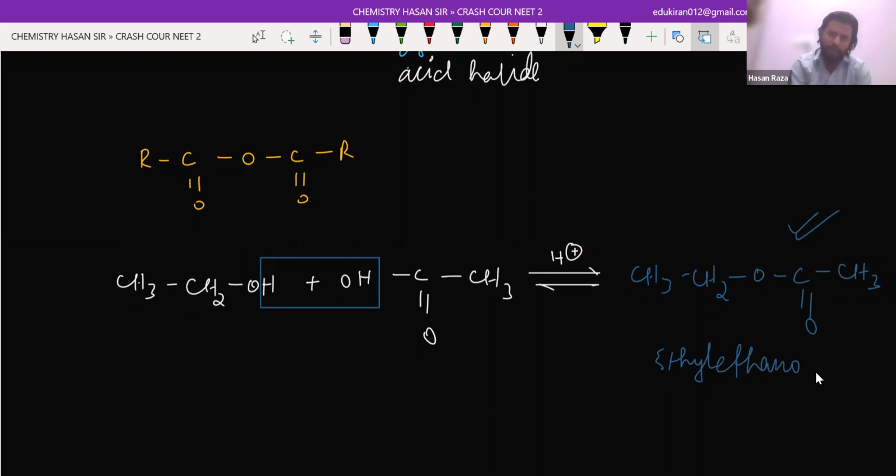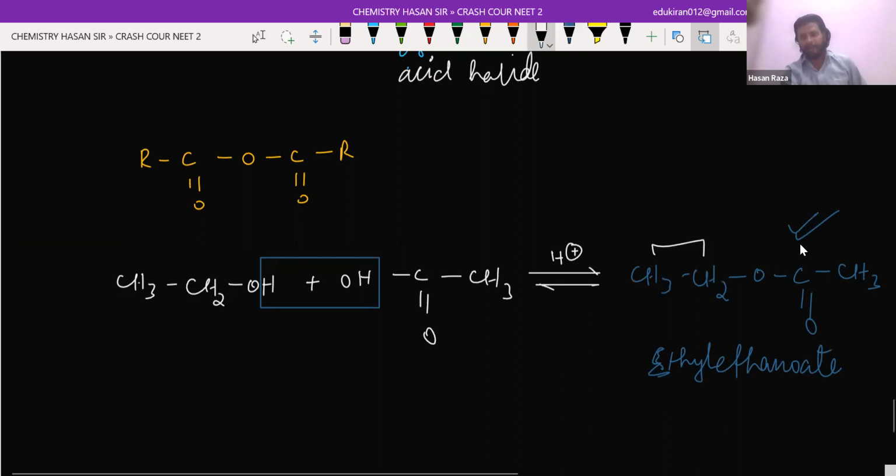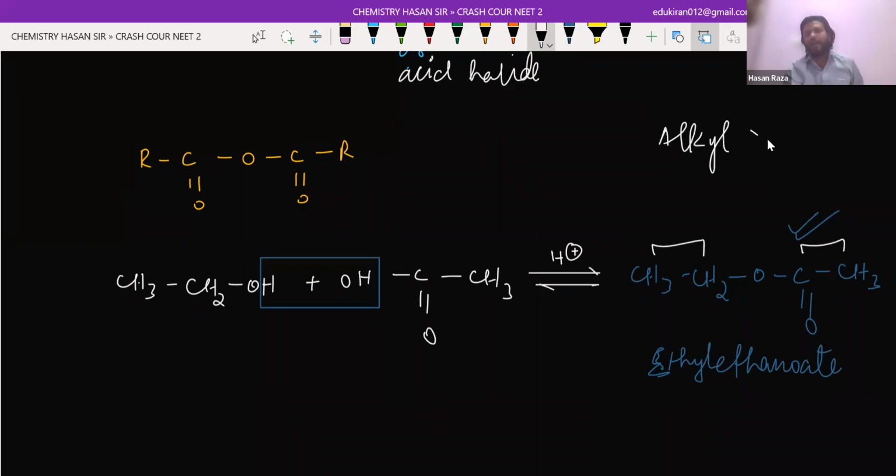Ethyl ethanoate. Its name basically ends with oate, and you can see you have two alkyl groups here and here. You need to decide one of them will be the parent and one of them will be the substituent. Since both are the same, you can take any one of them as the alkyl. So its name is basically alkyl alkanoate. Just suppose if the parent chain has 3 carbons, its name will be propanoate. Is that clear?